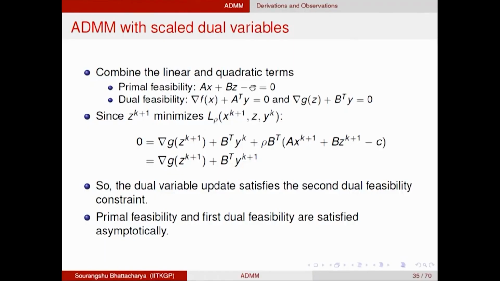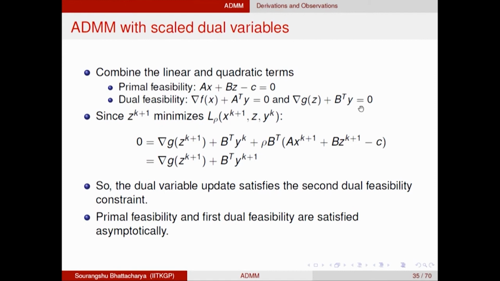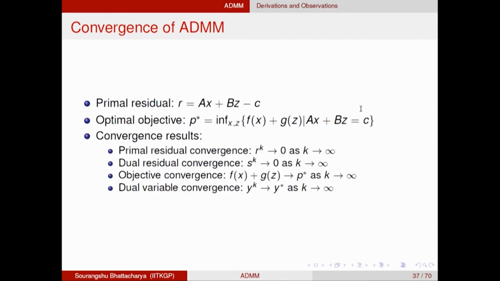If you just take the original problem and look at the KKT conditions for this problem, you can see that this is the primal feasibility, then there are two dual feasibility conditions, right? So you write down both dual feasibility conditions. One of the dual feasibility conditions is automatically satisfied by all the updates, but the other one leads to a dual residual.